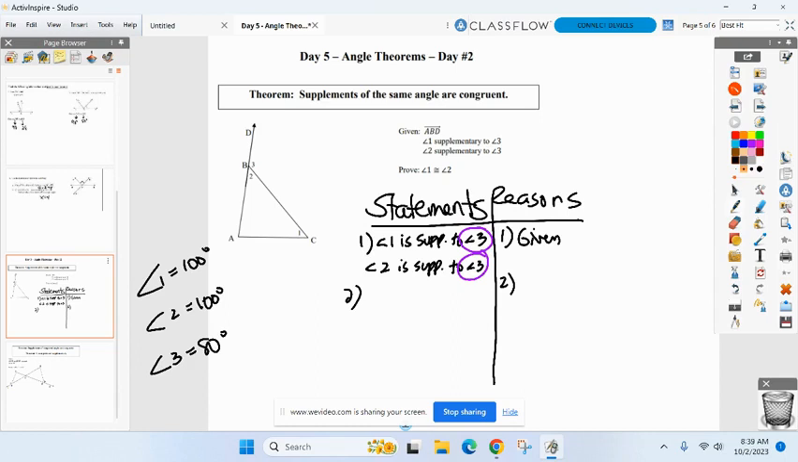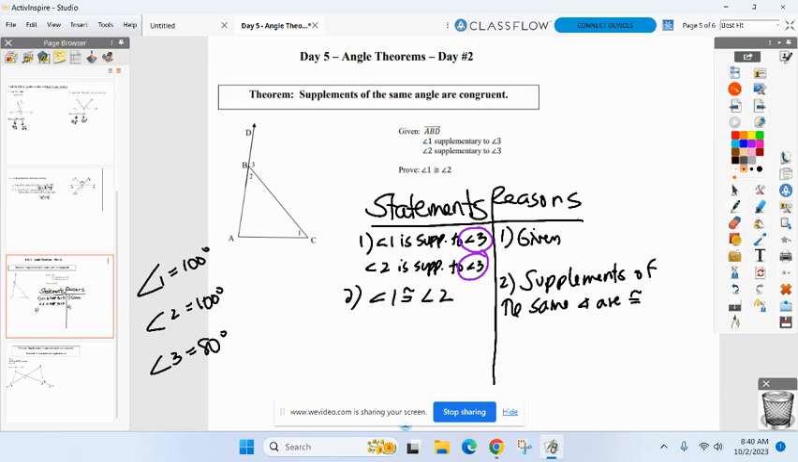That's what this new theorem I'm going to show you says: if I have two angles, 1 and 2, that are both supplementary to angle 3, the same exact angle, they end up being congruent. I used 100 and 100, right? They end up being congruent. And here's the reason, the new reason today: supplements of the same angle are congruent.